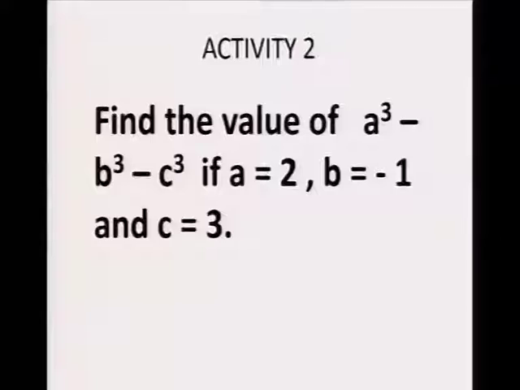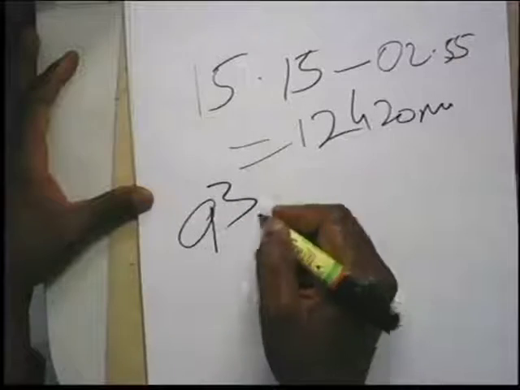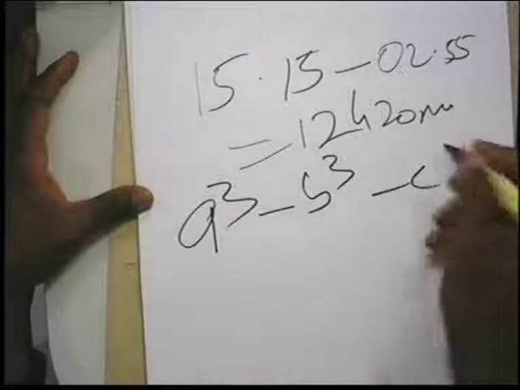Let's look at this, Activity 2. Find the value of a raised to the power 3 minus b raised to the power 3 minus c raised to the power 3, and the values are given. When you are to substitute, or change the subject of the formula, I brought this question to remind you that a particular question can come out on substitution of a value or subject of the formula. The question is talking about a cube minus b cube minus c cube.